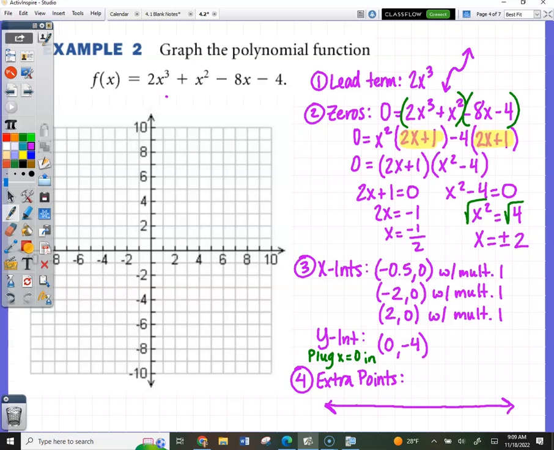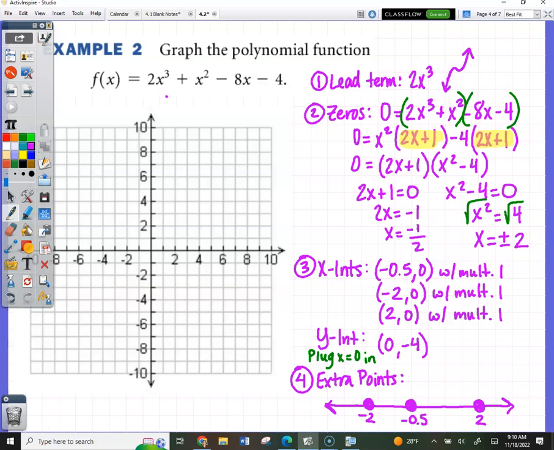So we got -2, -1/2, and then +2. And then I go in between them and I find pretty numbers to plug in and get extra points from. Why did I not put the y-intercept on that? Because remember, the number line's the x-axis. Don't plot your y-intercept number on here because that's on the y-axis, right?